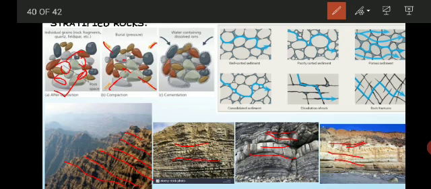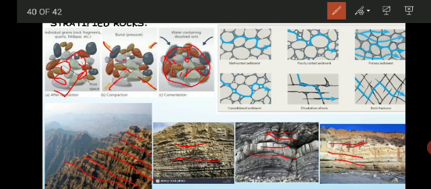So after compaction, what happens? The cementation occurs. Cementation is the generation of some sort of chemicals which will bind all the grains together. Like here in this figure you can see all these pore spaces, they got filled by the cementing material, which is a binding material which is combining all the grains together.